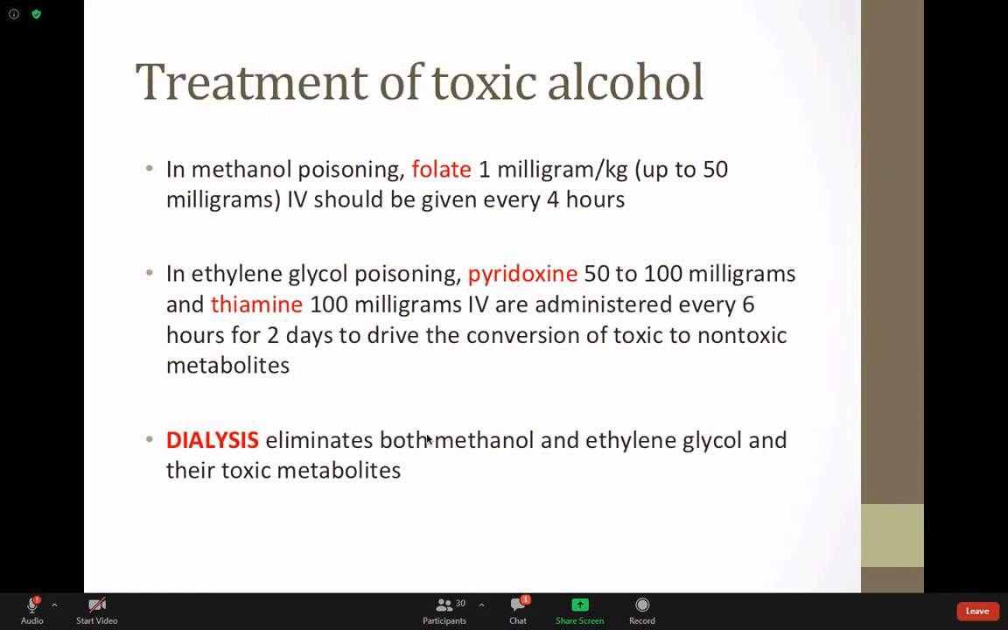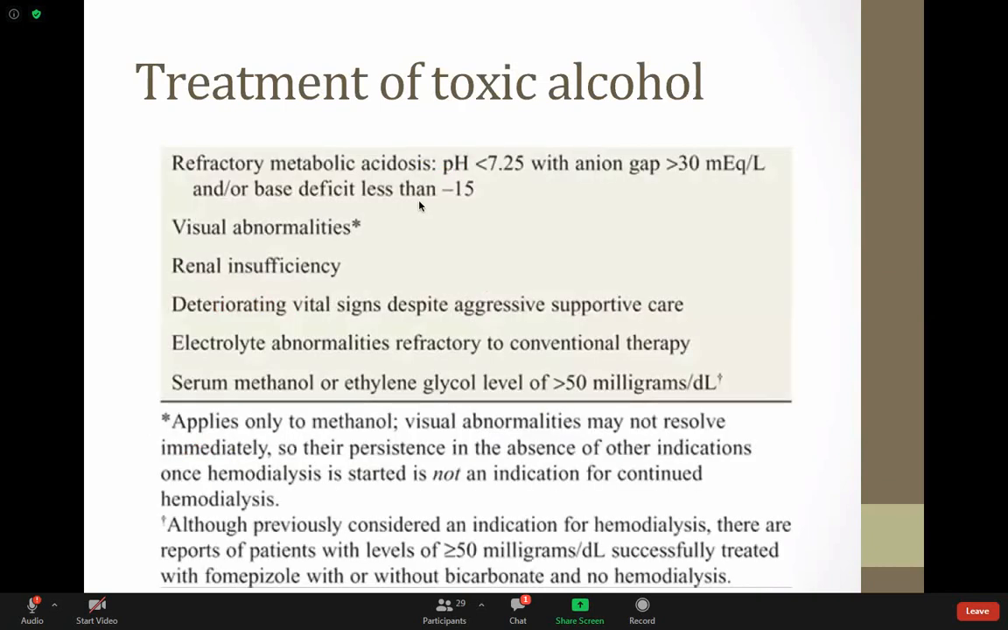Dialysis eliminates everything. It removes methanol, ethylene glycol, and their toxic metabolites, okay? The indication for dialysis, if you have a patient who already has metabolic acidosis, a pH of less than 7.25, or high anion gap, then they need dialysis. If patient has any end organ damage, like visual disturbance, renal insufficiency, their vital signs are not normal, or they're hemodynamically unstable, they have significant electrolyte disturbance like hyperkalemia, or they have a very high level of more than 50, then they need dialysis, okay? A lot of the patients will actually need dialysis.